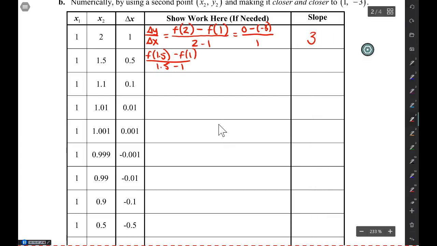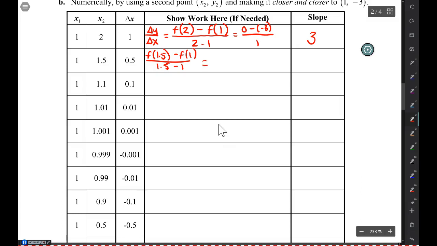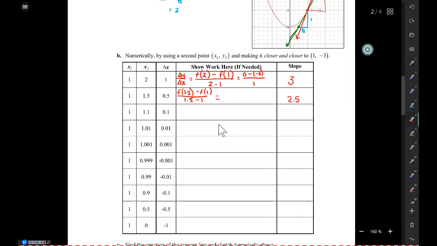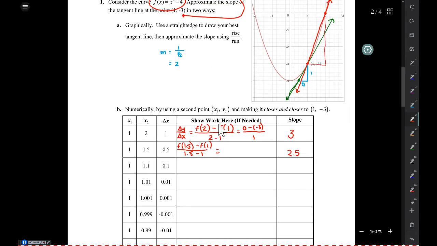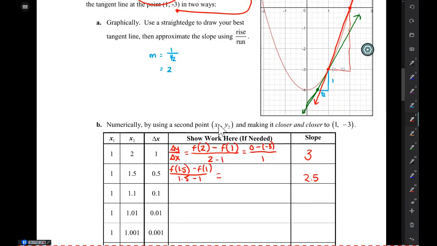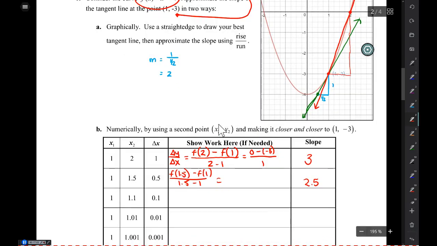Back up. Okay. So rather than doing this part by hand, I'm going to have Desmos do the work for me. I got 2.5. Does it make sense that we got a smaller value than 3? Because as I move that point in, I was at 1.5, which is here. I now have a less steep slope, and notice that if I were to connect those two, that line is now closer to the tangent line than the one from 1 to 2.